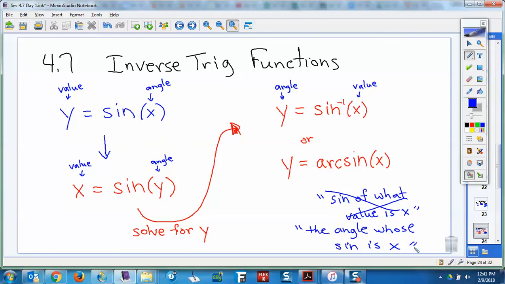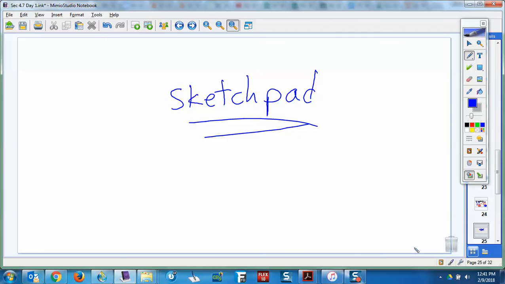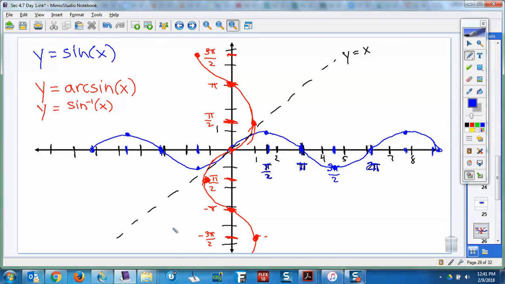Okay, so what does this look like as a graph? I'm going to go to Desmos instead. Well, I'll just show you this. You don't have to write this down just yet. Okay, look at that.